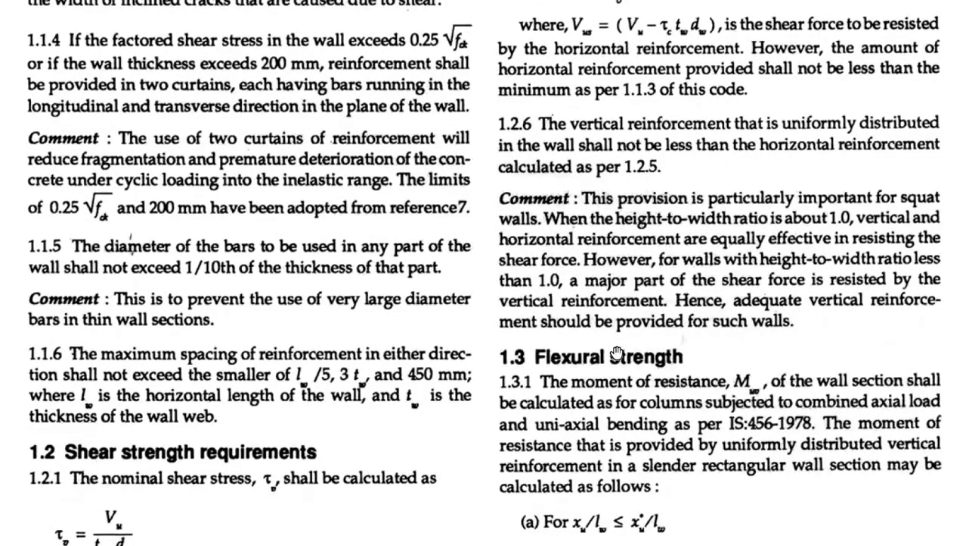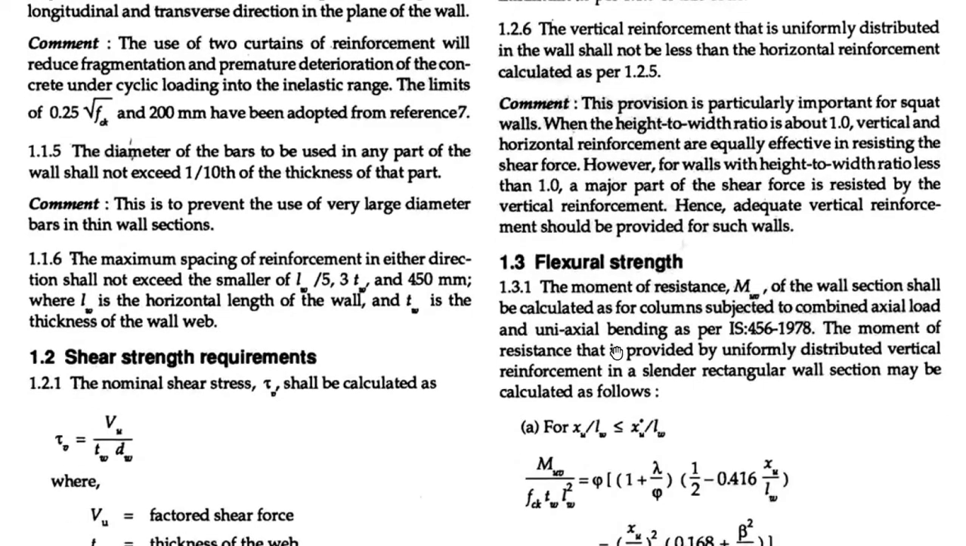Fifth one, the diameter of the bars to be used in any part of the wall shall not exceed 1/10 of the thickness of that part. And sixth one, the maximum spacing of reinforcement in either direction shall not exceed the smaller of Lw by 5, 3 Tw and 450 mm, where Lw is the horizontal length of the wall and Tw is the thickness of the wall web.